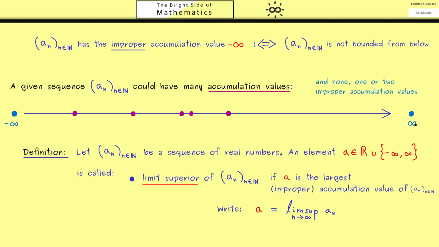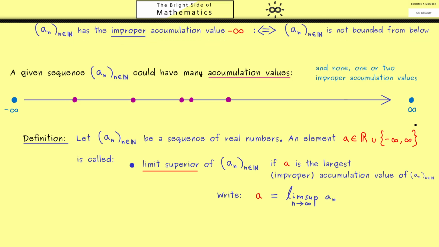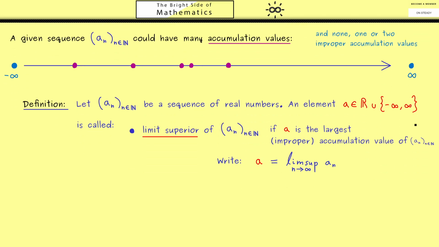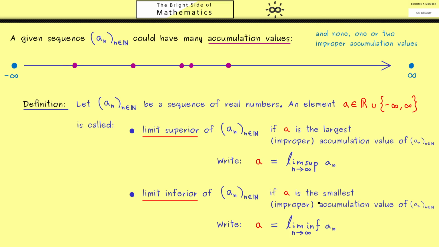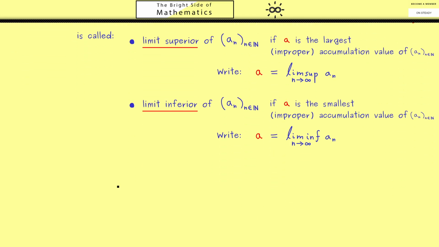And then you might not be surprised that we can do a similar thing for the limit inferior. It's simply the smallest accumulation value the sequence can have, or it could also be an improper one. And then we use the notation lim inf. Okay, now you might ask, why exactly do we use these strange names and these notations here? Therefore, I would say we invest the next minutes to discuss this.